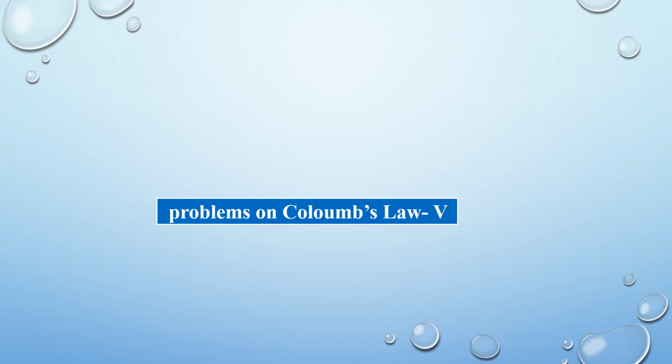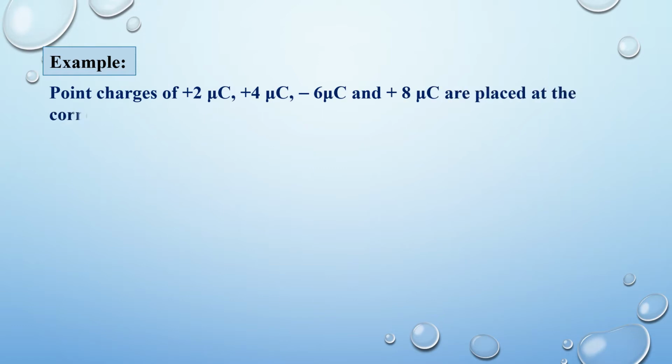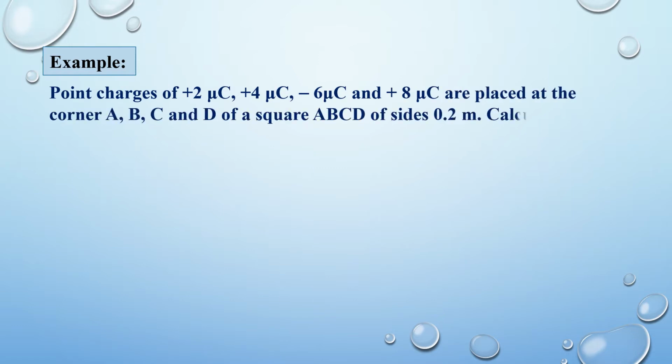Consider the next problem on Coulomb's law. It reads: point charges of +2 microcoulomb, +4 microcoulomb, -6 microcoulomb and +8 microcoulomb are placed at the corners A, B, C and D of a square ABCD of side 0.2 meters. Calculate the resultant force on the charge at D.